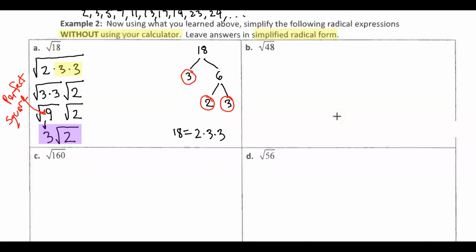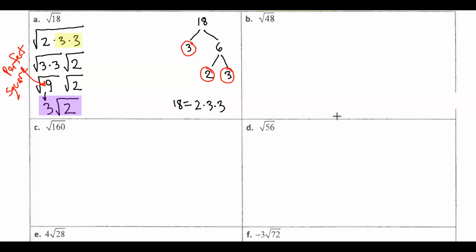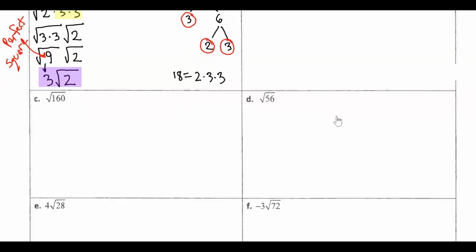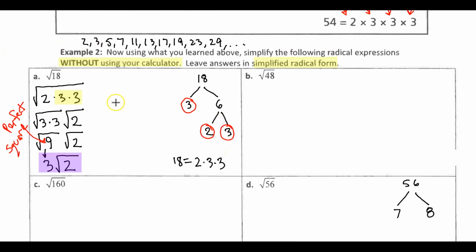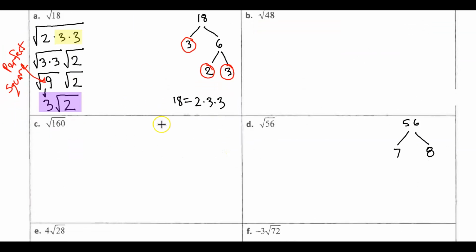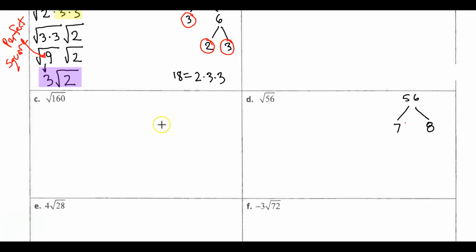Alright, let's go ahead and try another one. Let's try part D. Alright, so I'm going to start on the side here with 56. Okay, and I need two numbers that when I multiply, I get 56. So I know that 56 is 7 times 8. Again, you could pick any two numbers that when you multiply them, you get 56. Okay, my question then is, are either of these prime numbers? If you need to refer back to your list, you have it up here. Oh, 7 is a prime number, so let's go ahead and circle that because that's the end of that branch. Alright, now let's break down 8.